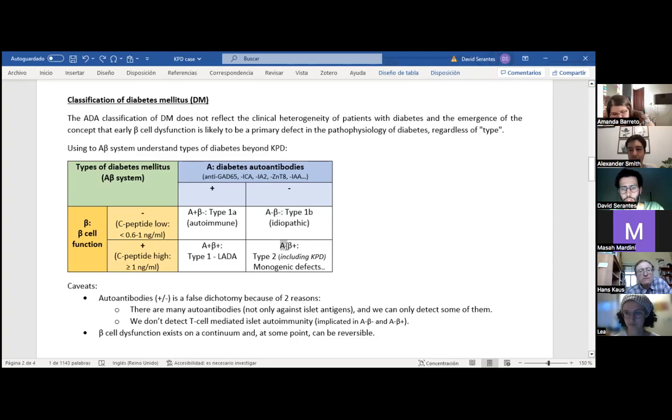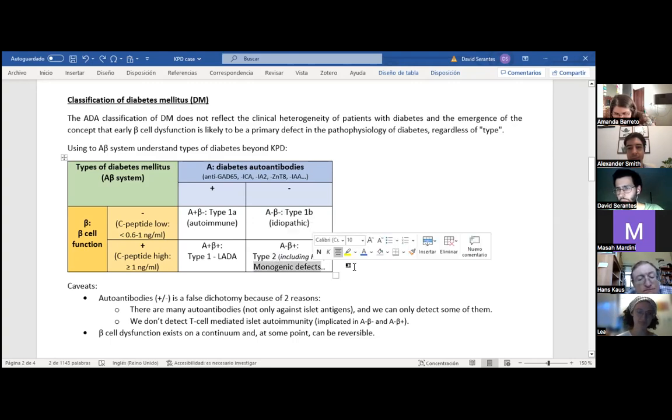And most patients with ketosis prone syndromes are in this bucket. These patients don't have antibodies, but have a preserved beta cell function. In this bucket we could feature the type 2 diabetes patients, and also patients with monogenic defects such as the MODY ones.